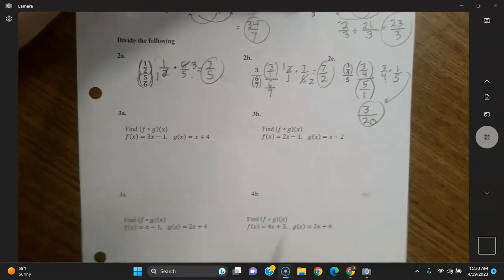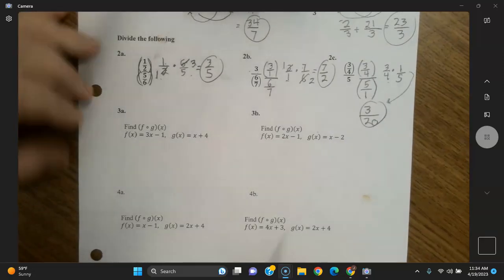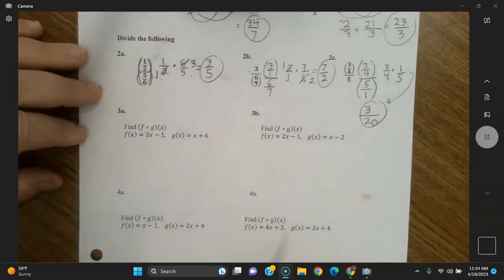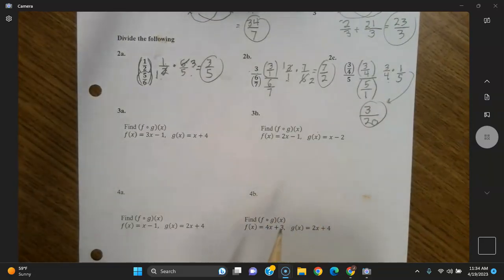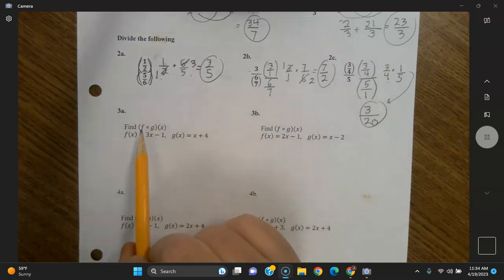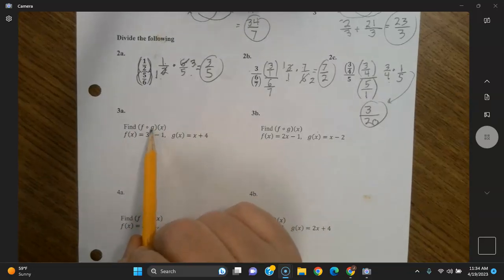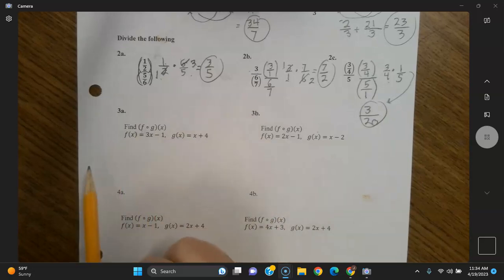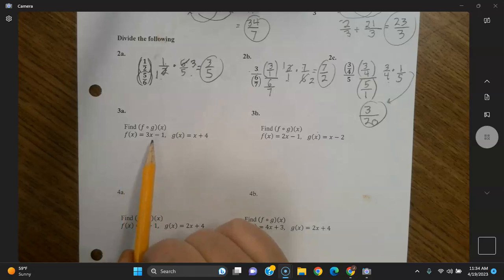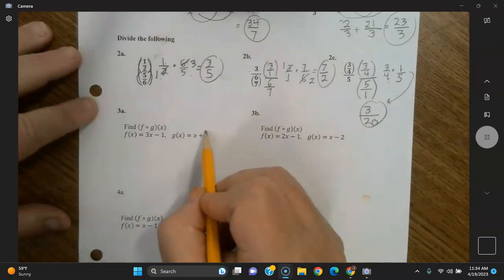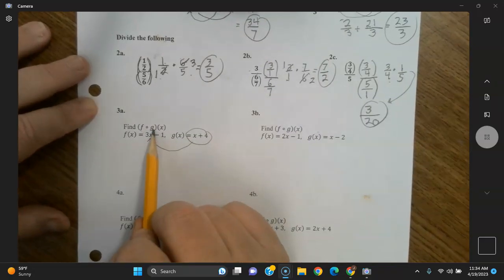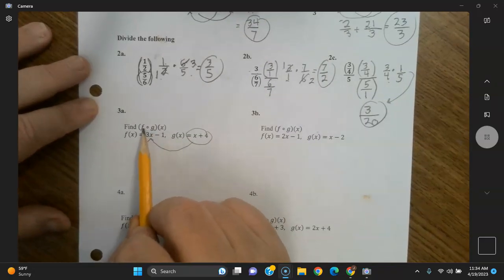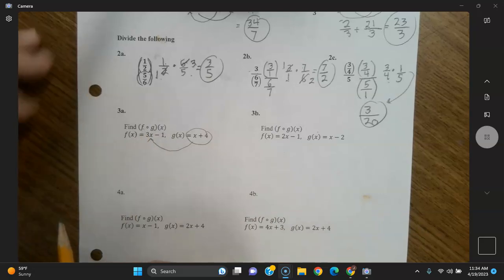Okay, so now we get started on the center of this lesson, which is composition of functions. So you're putting two functions together. You're putting one function into another. And the way you read this is that the function g is going to be put into the function f. So here where you see the function 3x minus 1, where you see the x, you're going to take the g and put it into the x. So the second one, whatever the second letter is here, gets put inside of the first letter's function, okay?